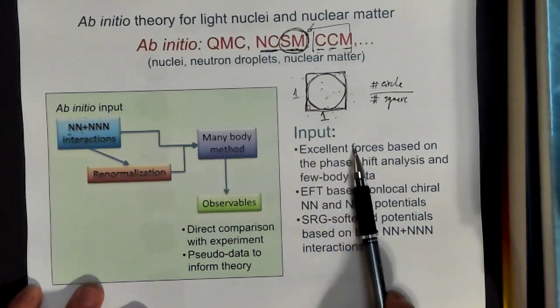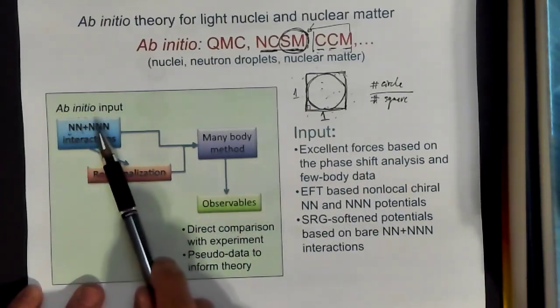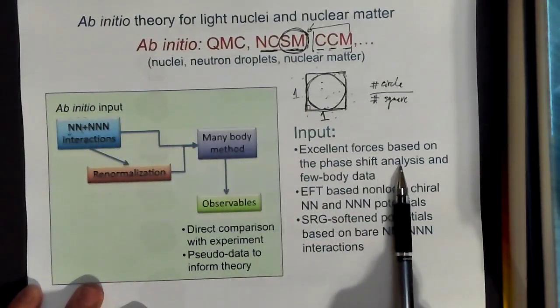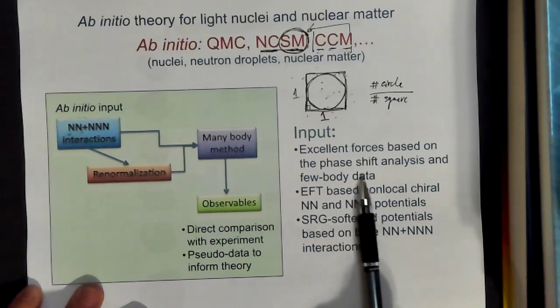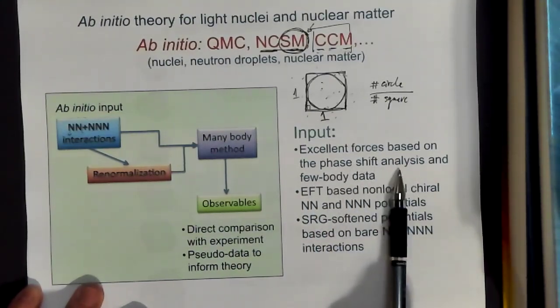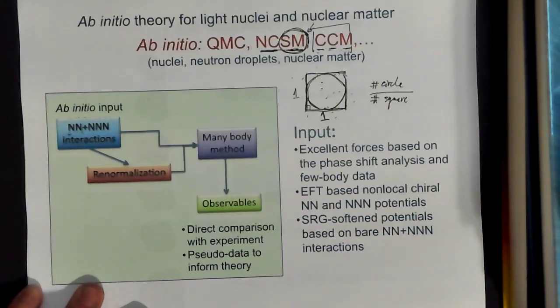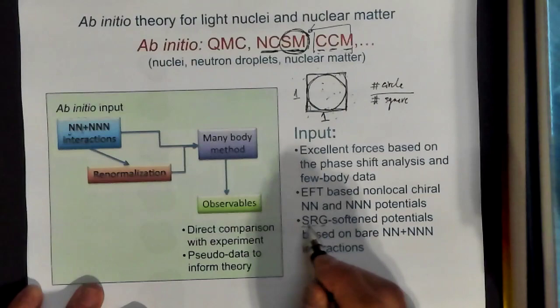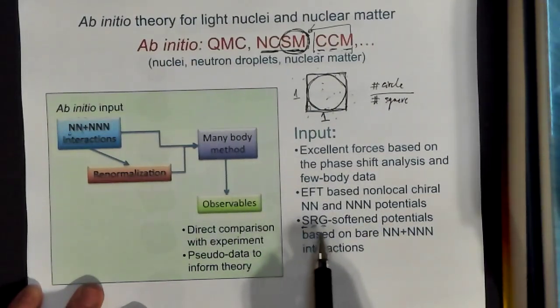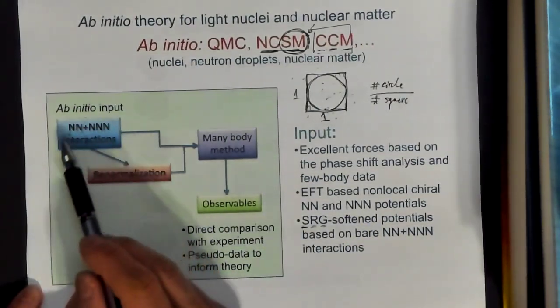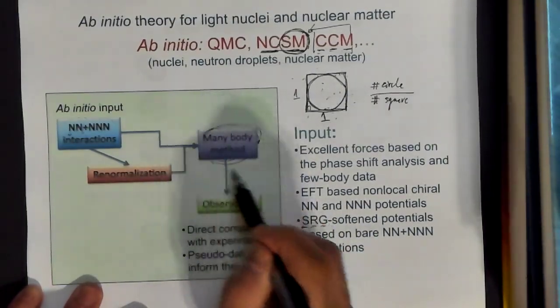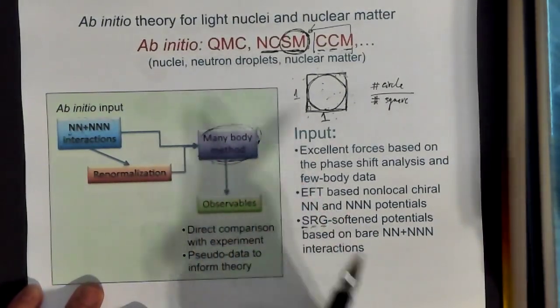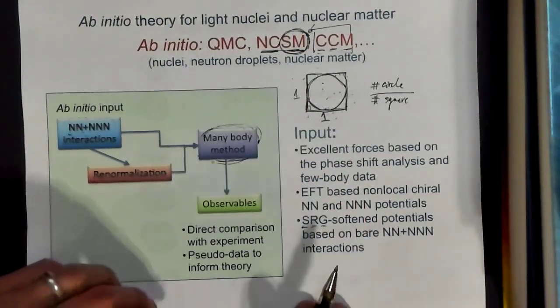Okay, so you can get some really excellent forces. You can tune these interactions to reproduce the scattering that you see in experiments, these so-called phase shift analyses. So EFT stands for effective field theory, which we discussed, and SRG is called the similarity renormalization group. It's not that important for you to remember that, but it's one way of trying to make the interactions a little bit easier, what's called softening the interaction, so that this method converges more quickly.